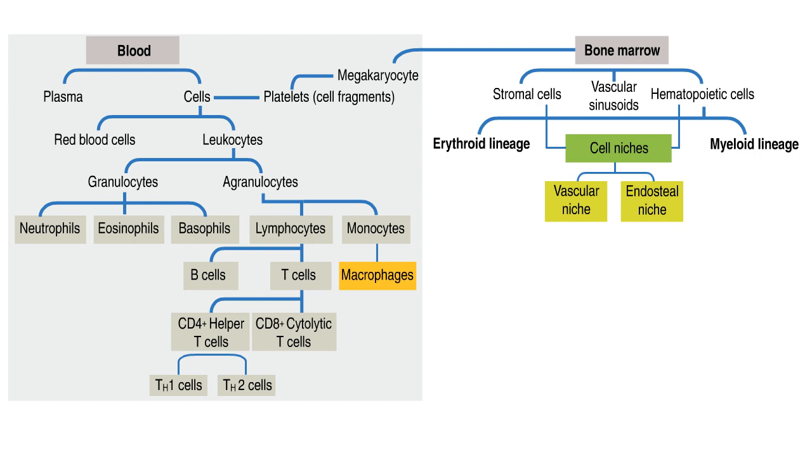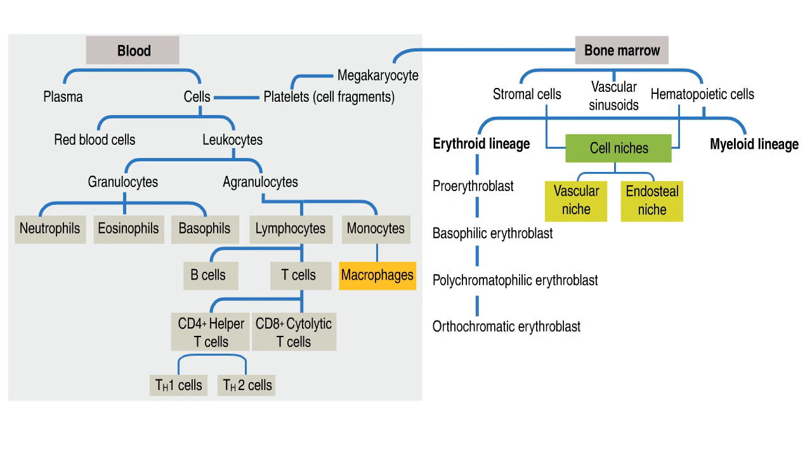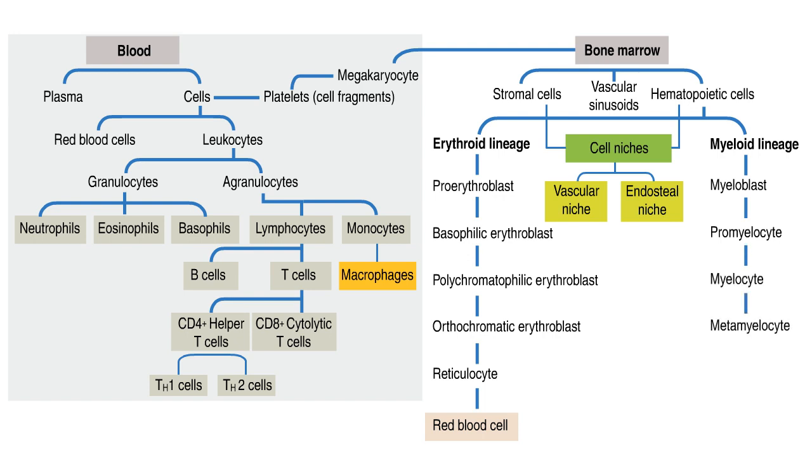The sequential cell types of the erythroid lineages are the pro-erythroblast, the basophilic erythroblast, the polychromatophilic erythroblast, the orthochromatic erythroblast, the reticulocyte, and the enucleated red blood cell containing hemoglobin in the cytoplasm. The sequential cell types of the myeloid lineage are the myeloblast, the promyelocyte, the myelocyte, the metamyelocyte, and the band form cell.